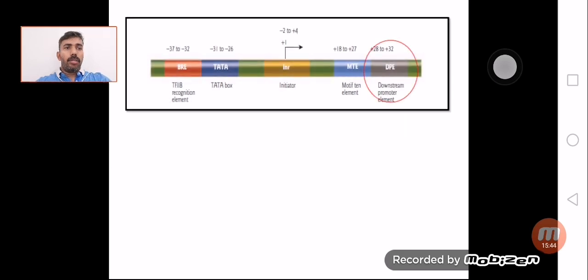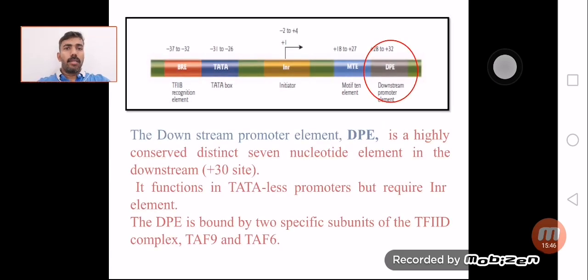And now to the downstream sequences. The first one is the downstream promoter element. This is usually a 7 nucleotide conserved sequence, usually located 30 base pairs downstream of the start site, and it can function even in the absence of a TATA box. Usually TAF9 and TAF6 will interact with this region.